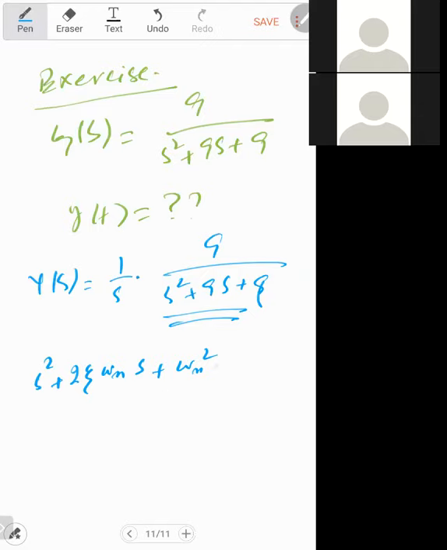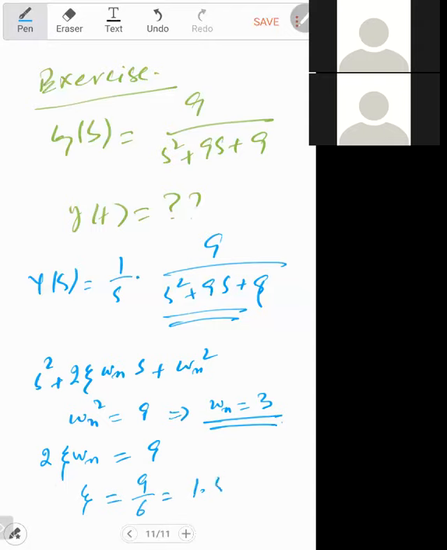It's straightforward. Omega n square is equal to 9, so omega n is equal to 3. This is found. And 2 zeta omega n is equal to 9, so with omega n equal to 3, zeta is equal to 9 by 6, which is equal to 1.5. So we also find the value of zeta, and you see that zeta is greater than 1, and when it is greater than 1, it means that this is the overdamped case. So you can find your findings over here.